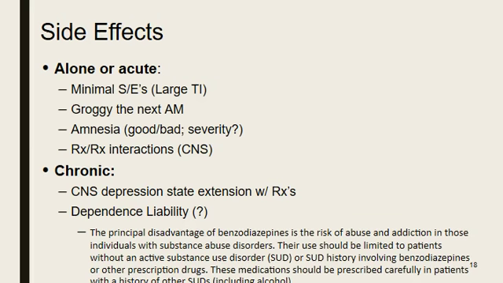Now, the benzos do have side effects, and the side effect profile varies whether or not these drugs are used alone, acutely, chronically, or with other drugs. When these drugs are used alone, there are relatively minimal side effects. Ironically, they do have a large therapeutic index, meaning that they are quite safe. And of course, remember, a lot of this is due to the fact that in order for this drug to work, there has to be endogenous GABA neurotransmitter available. If GABA, for whatever reason, is depleted or not available, these drugs do not have an effect.